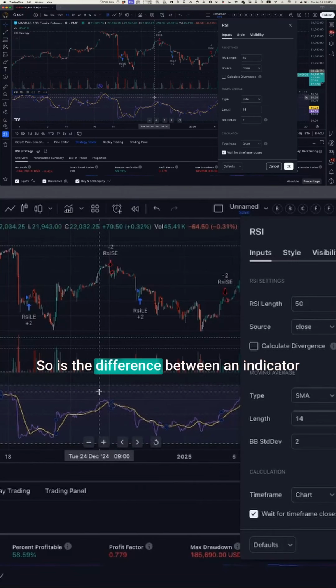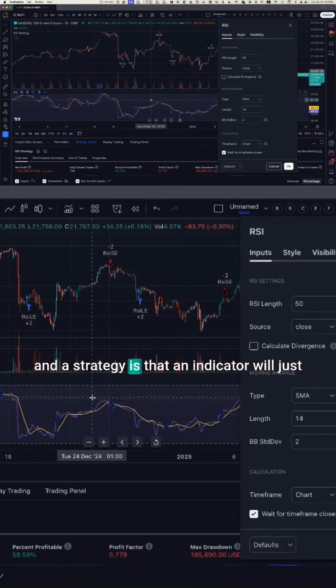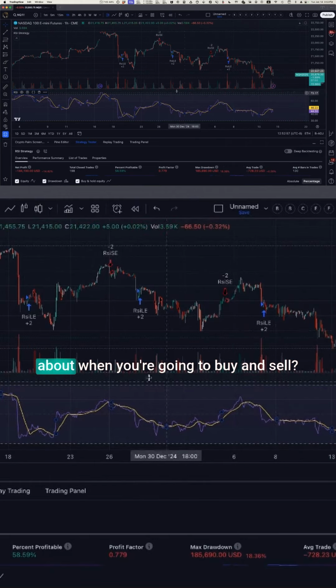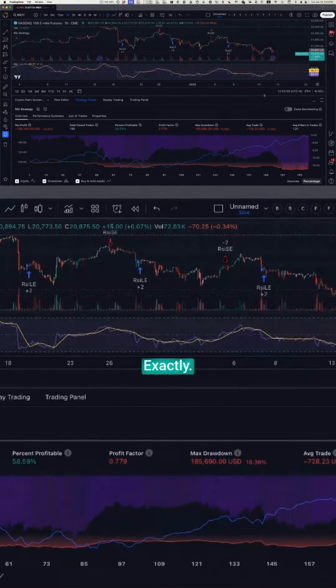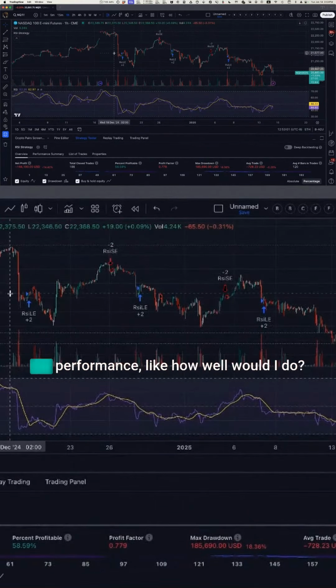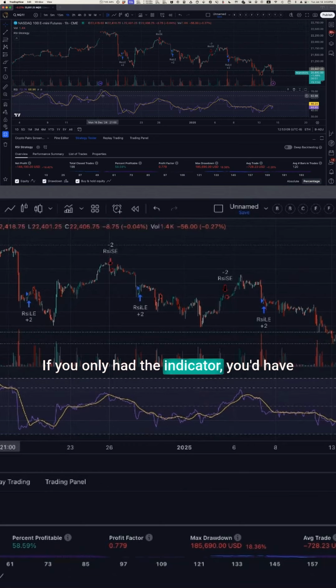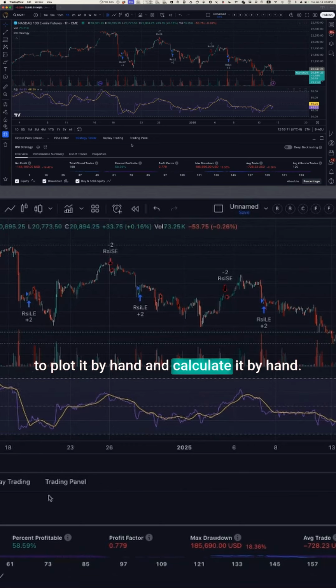So the difference between an indicator and a strategy is that an indicator will just show you information, but a strategy is about when you're going to buy and sell? Exactly. So here, if you wanted to get a sense of the performance, like how well would I do if I had a $5,000 account and I was taking these buy and sell signals on the strategy, how well would I do? If you only had the indicator, you'd have to plot it by hand and calculate it by hand.